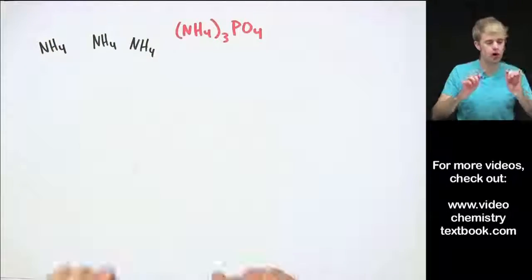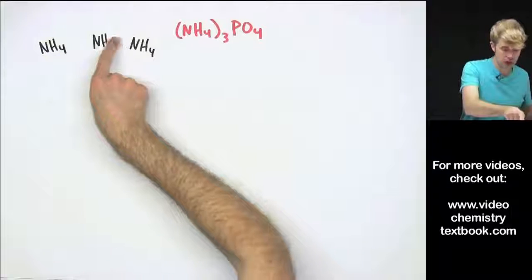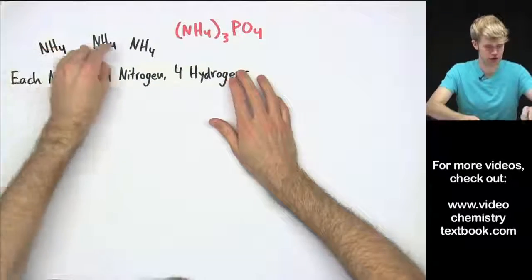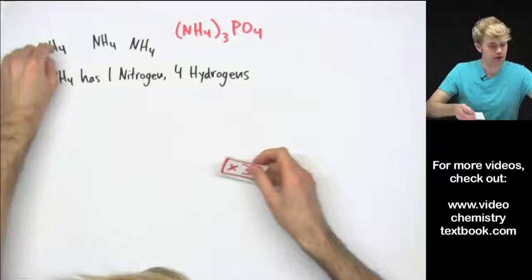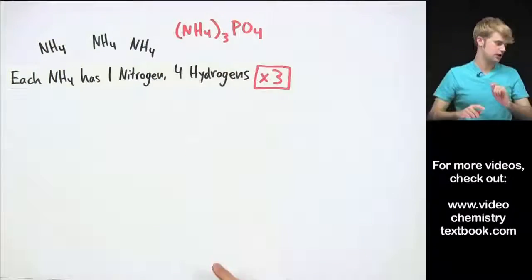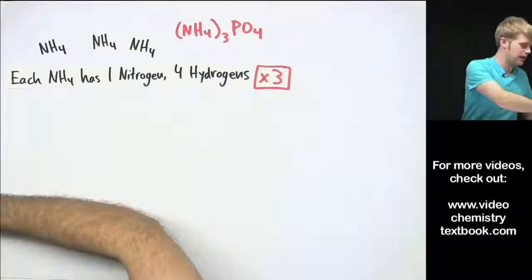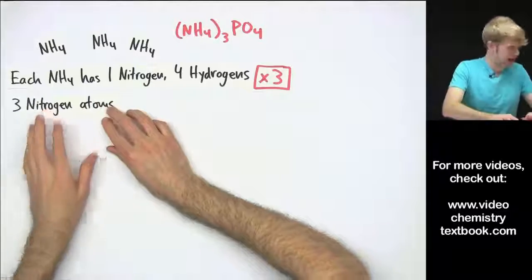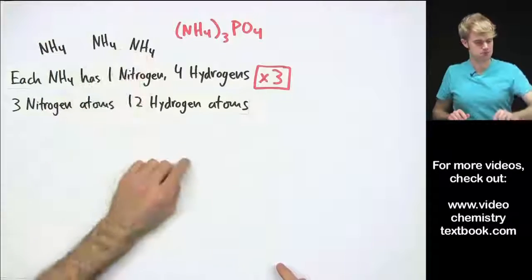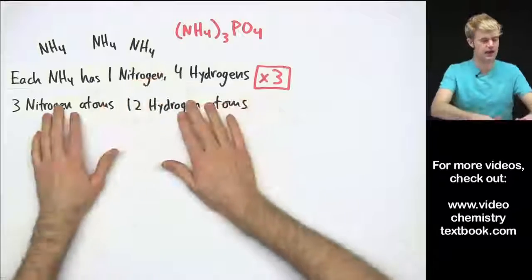Now, how many total nitrogens and hydrogens do we have? Well, each NH4 has 1 nitrogen and 4 hydrogens, okay? But we have 3 of these NH4s. That's what this 3 is telling us here. So that means that in total, since we have 3 of these, we have 3 nitrogen atoms and 12 hydrogen atoms, okay? So that's what we get from this part, because we have 3 of the NH4s.